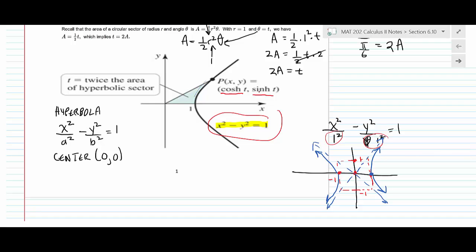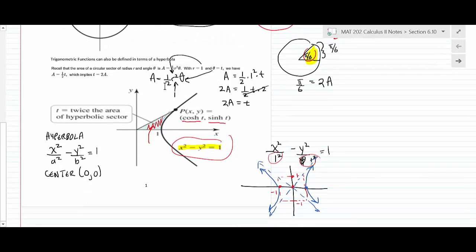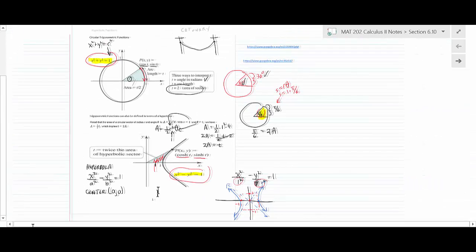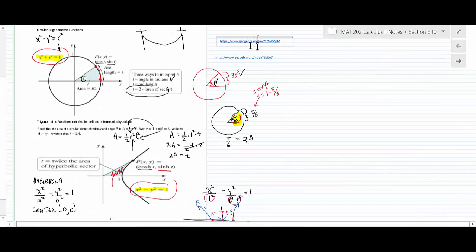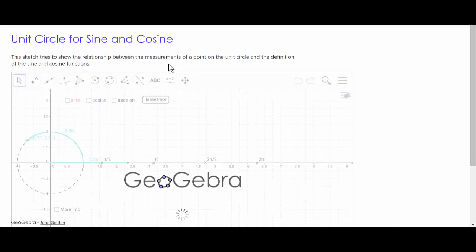So if you see cosh and sinh, that means you're dealing with hyperbolic functions now. Okay, and it all works the same way. The t just represents twice the area of that hyperbolic sector, just like t represents twice the circular sector in circular trigonometry. So that should give you kind of a rough idea. Okay, so let me show you this thing real quick. I think this is a nice little GeoGebra thing that I found.